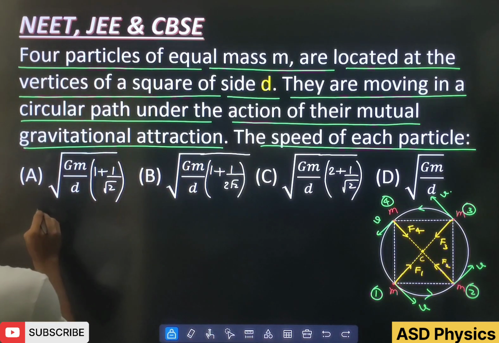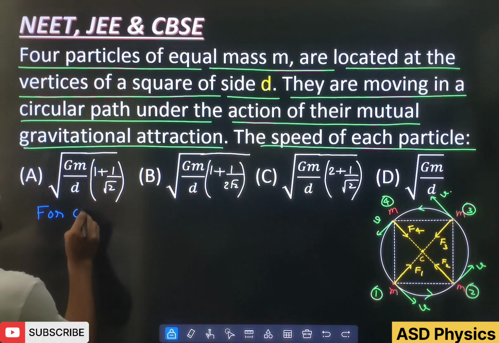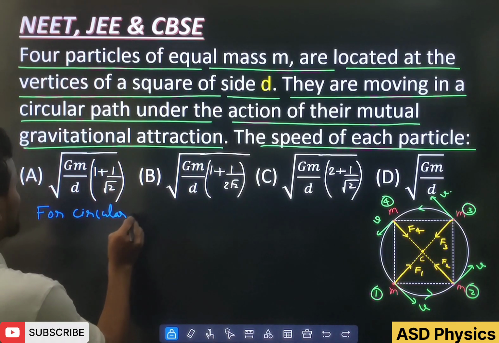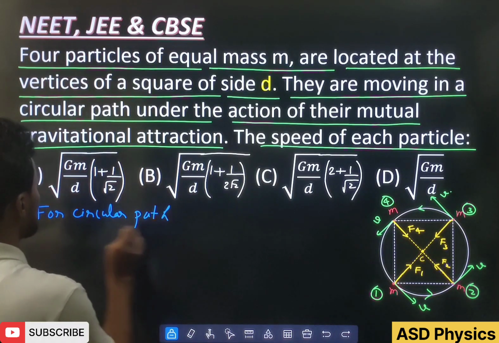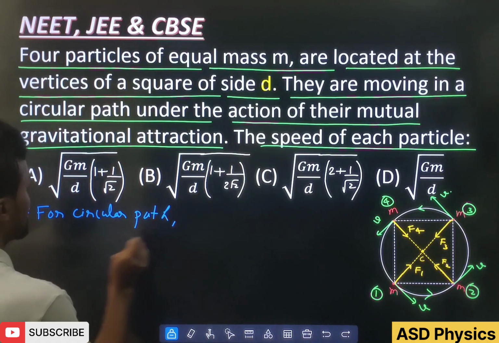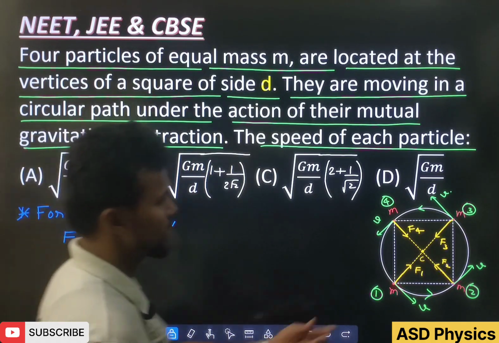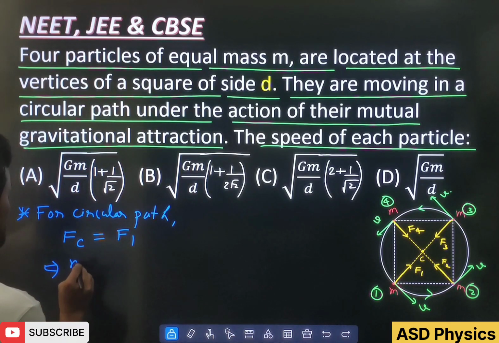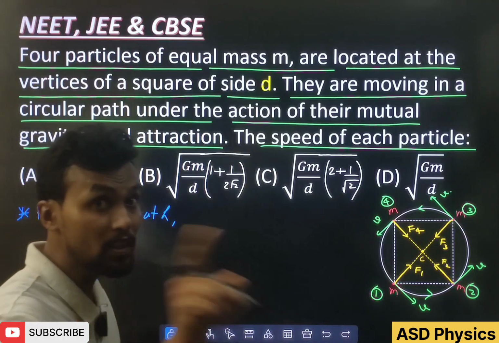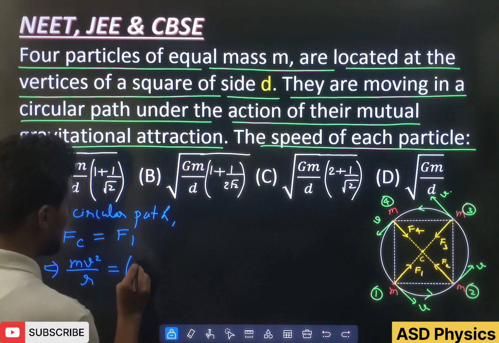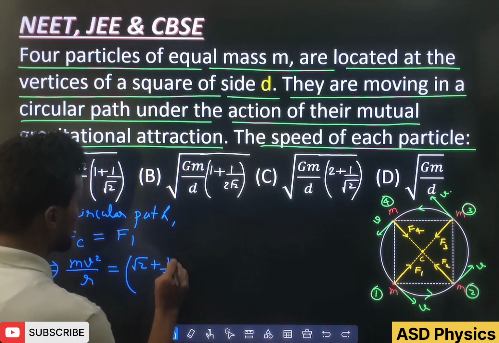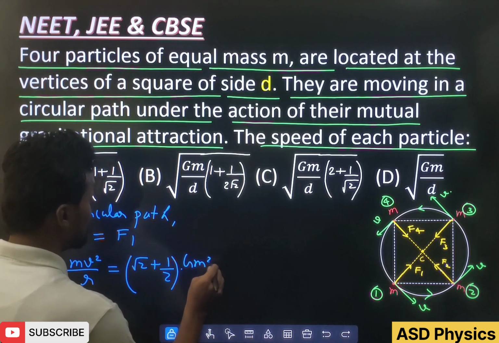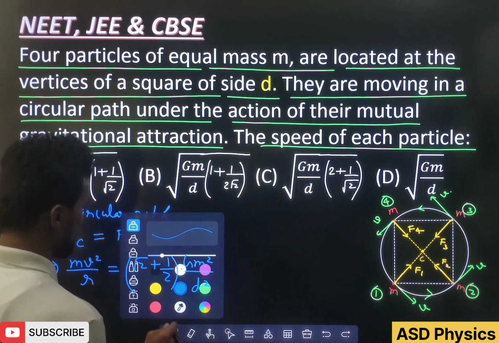So we can write, for circular motion, anyone you can take. Let's take F1. This centripetal force Fc will be provided by F1. What is the centripetal force formula? mv square by r equals F1. Remember in case 2 what we have done? Root 2 plus 1 by 2 into Gm square by d square.